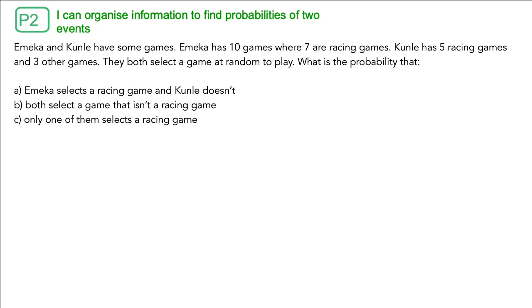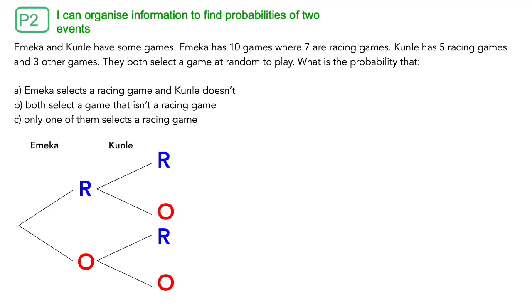Pause and have a look at this question. We set up our tree diagrams by showing the branch of each Emeka or Kunle's probabilities first. I'll start with Emeka. Emeka either has racing games or doesn't have racing games. The other types of games are not the concern, as the question does not ask about them.